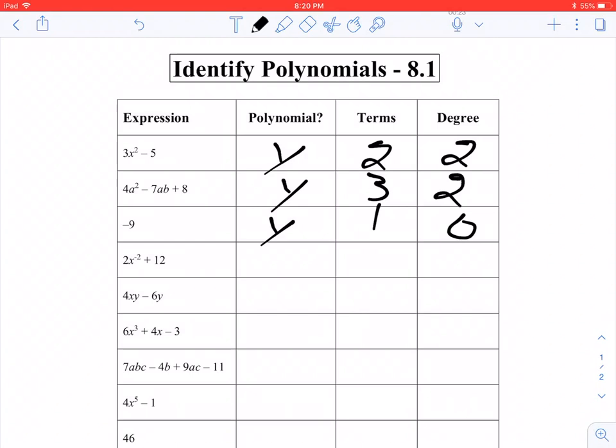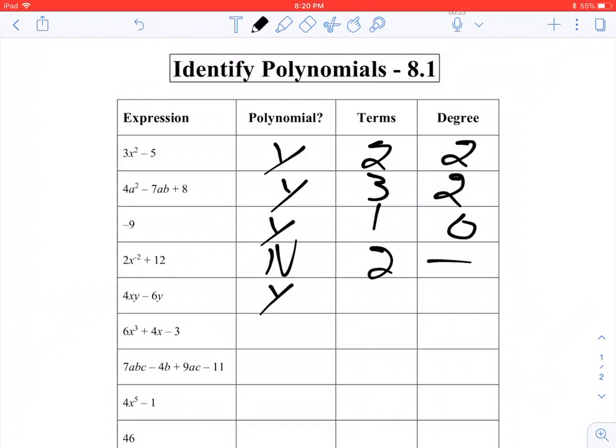The next one after this is not a polynomial. The reason why it fails to be a polynomial, whoops, I didn't circle that very well, is this -2 right there. If you have an expression that has a negative power, that excludes it from being a polynomial. So the number of terms would be 2, and the degree, we're going to scratch that because it's not a polynomial.